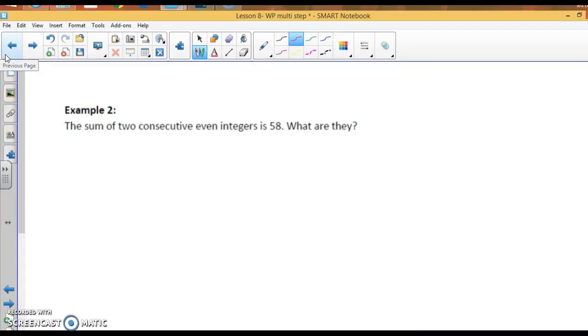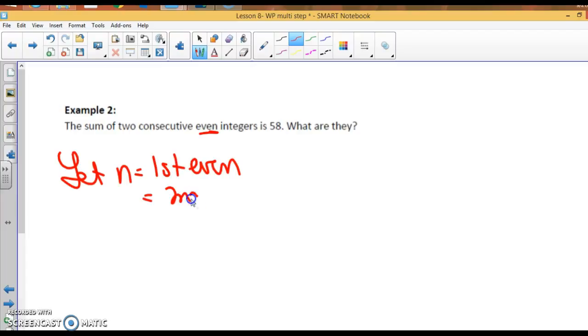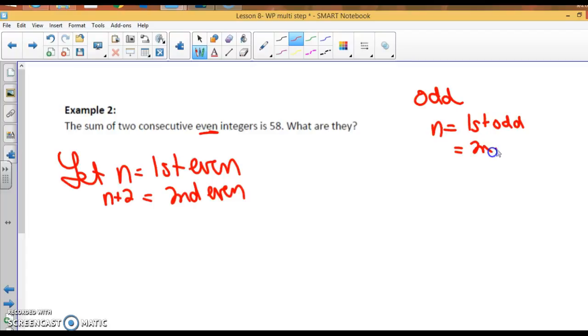All right. The sum of 2 consecutive even integers is 58. What are they? So let's let n equal the first even. Now, this is tricky. Second consecutive even. Even numbers are 2 apart. So our next is going to be n plus 2. Now, the interesting thing is odd. Odd numbers are also 2 apart. So if you have n as your first odd, your second odd is going to be n plus 2.